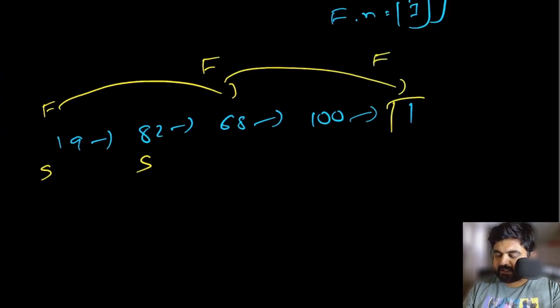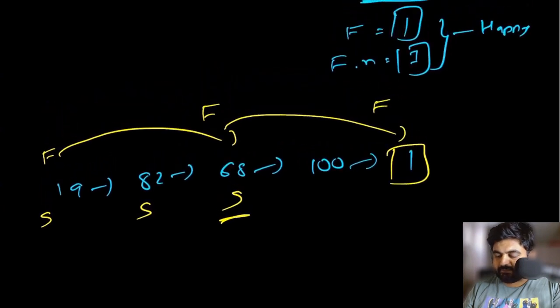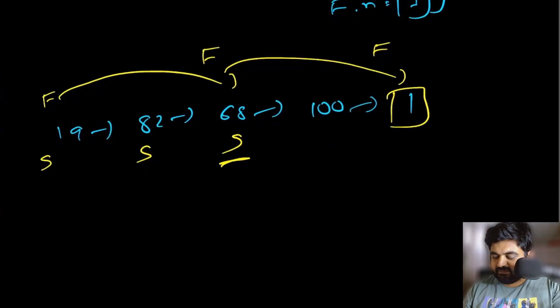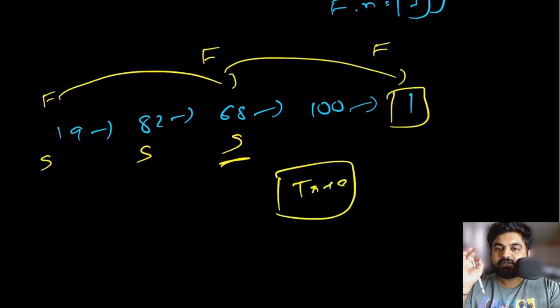Fast pointer is currently located at position number 1. Meanwhile the slow pointer is here, but that doesn't matter because we find the fast pointer is equal to 1, which means the number is happy, which means we can return true that the number is happy, and this is what we want. So see how beautifully we solve this problem.